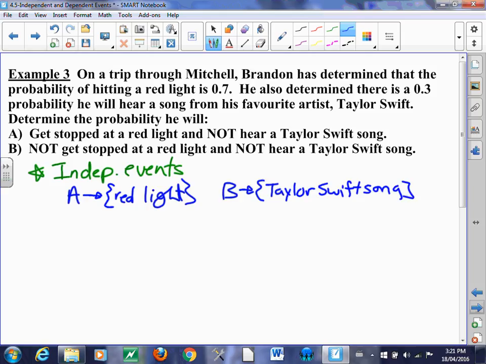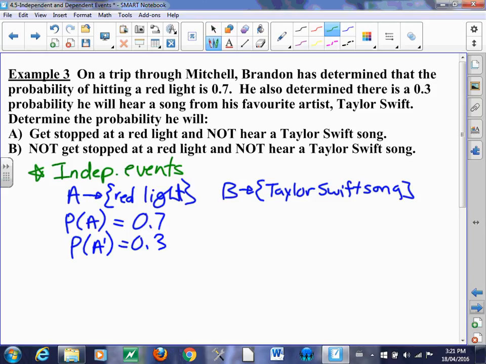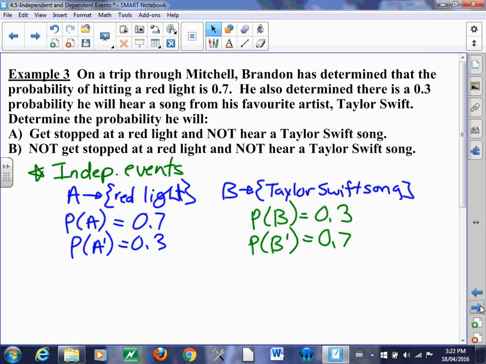All right, so let's take a look. What is the probability of A? Let's just do that separately. So the probability of a red light is 0.7. So the probability of not red light, because you need to know that, is going to be 0.3. Remember, total probabilities total 100%, or 1. Let's do the probability of B. So the probability of hearing a song is 0.3, which means the probability of not hearing the song is 0.7. Everybody okay with that? All right, so let's answer these questions now.